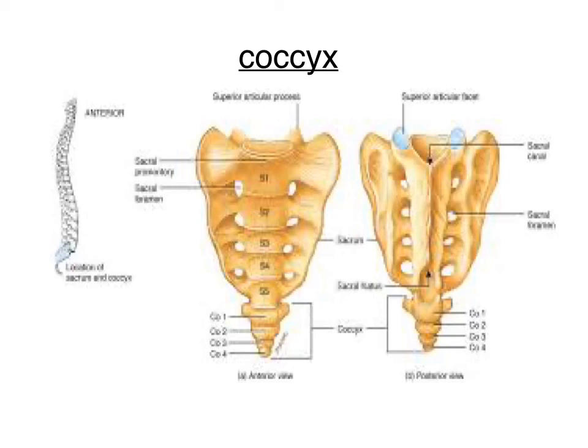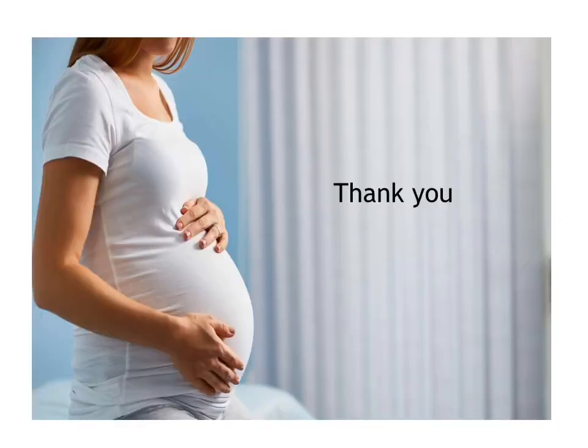The final one is the coccyx. The coccyx is a vestigial tail. It consists of four fused vertebrae forming a small triangular bone. So, the sacrum is made up of five fused vertebrae. The coccyx is made up of four fused vertebrae. It forms a small triangular bone on the lower part, that is called the coccyx.